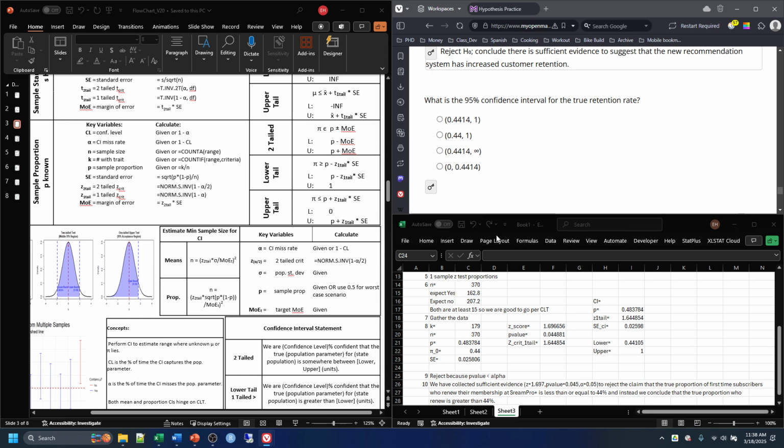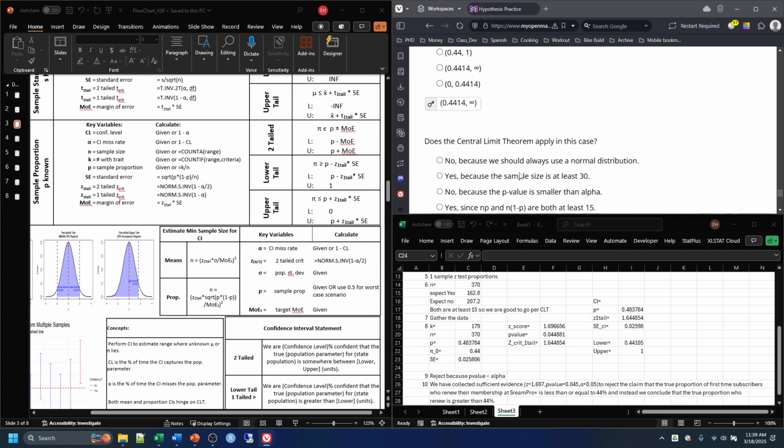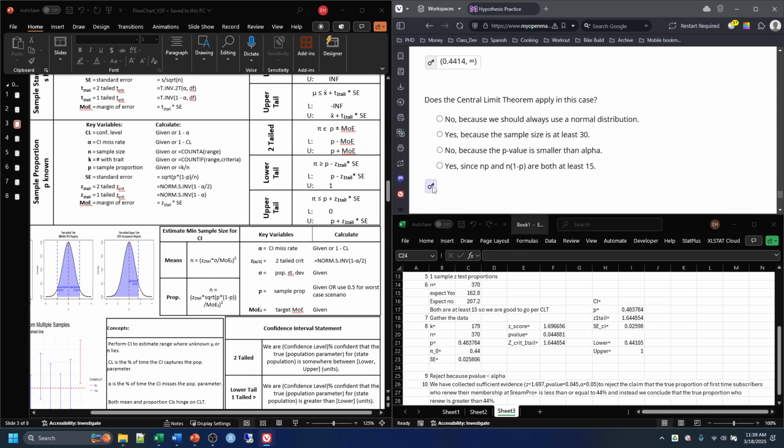What's our 95% confidence interval for this? We said 44.105. This says 44.14. This is just a slight rounding inside of MyOpenMath, and then it goes to, this actually needs to be fixed. It should go to 1, not to infinity. I will fix that in the problem in just a second. Does the central limit theorem apply? We can say yes, because n times p and n times 1 minus p are both at least 15.